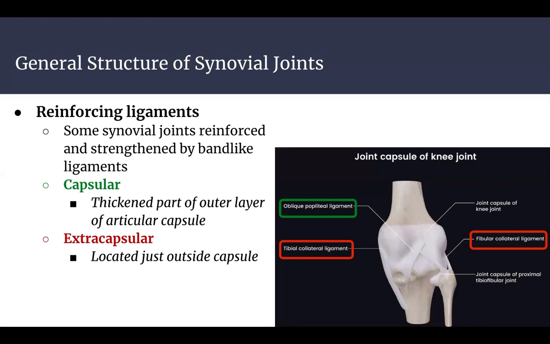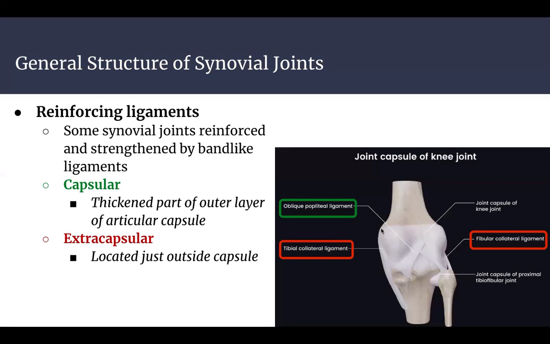We also have reinforcing ligaments around joints that are considered extracapsular. So extra means outside, so outside of the capsule. Examples would be these ones that are marked in red.